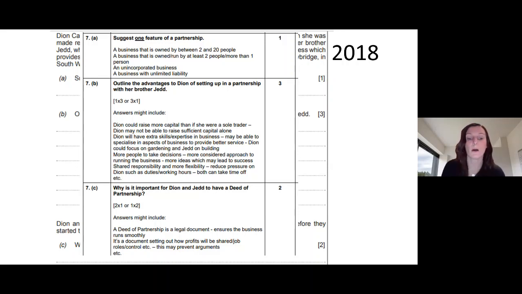So you've got 2 marks again. So you need to be expanding on it. So let's use that therefore. So a deed of partnership is a legal document, therefore ensures the business runs smoothly. Something like that, therefore allows you to set out the, to prevent arguments. It sets out how the business will be split when you're looking at maybe leaving.